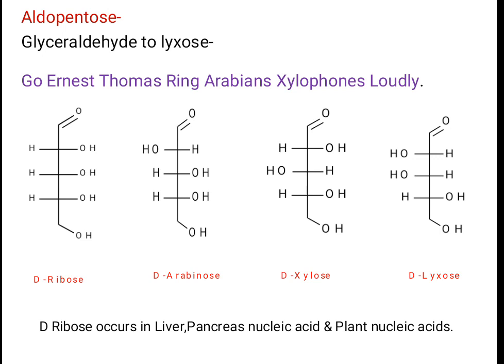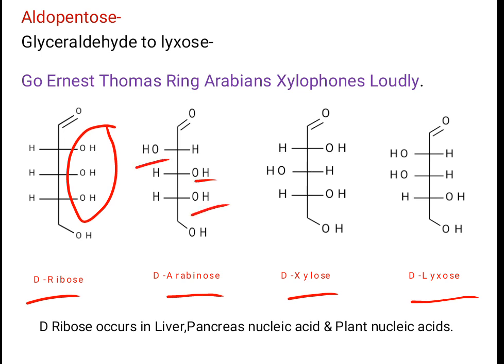Aldopentose. Okay, so in case of aldopentose, there are 4 varieties, that means 4 pairs. I have just shown the D-aldopentoses: D-ribose, this is the structure of D-ribose, D-arabinose, D-xylose, and D-lyxose. So you have to just remember these OH groups. Where are they located? Here 1 is on the left, 2 on the right. There is an easy way, I will tell you later. So you just note down all these structures.